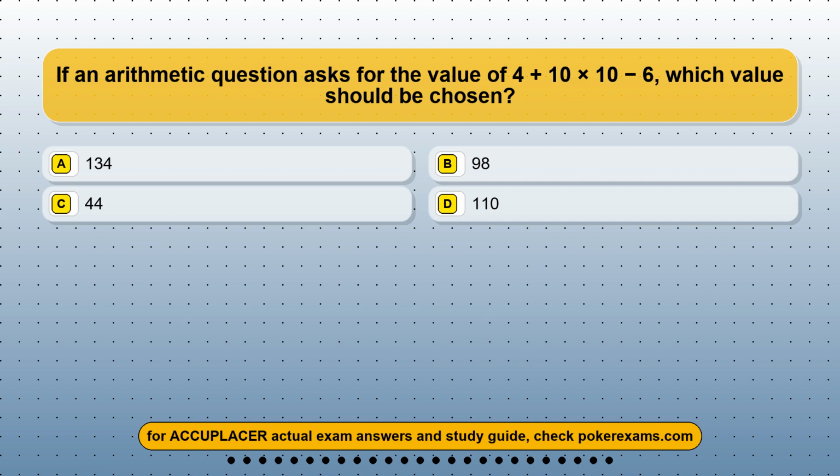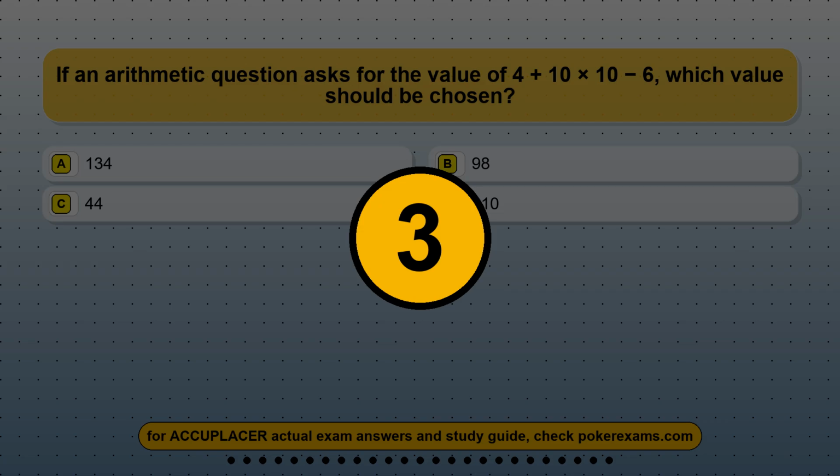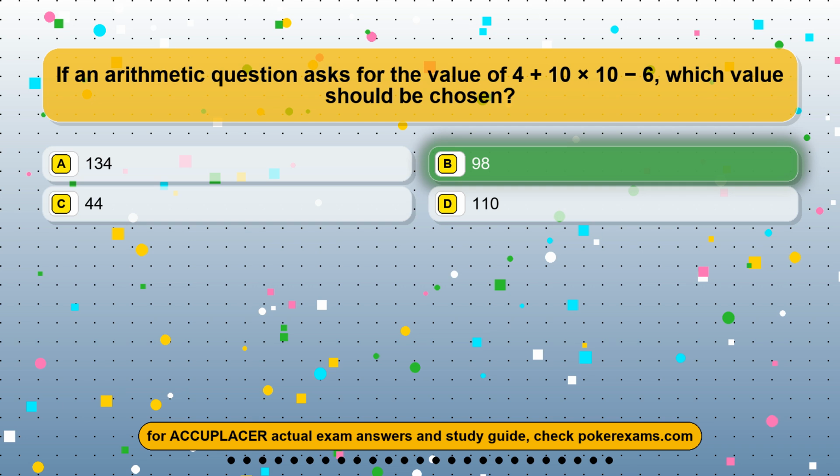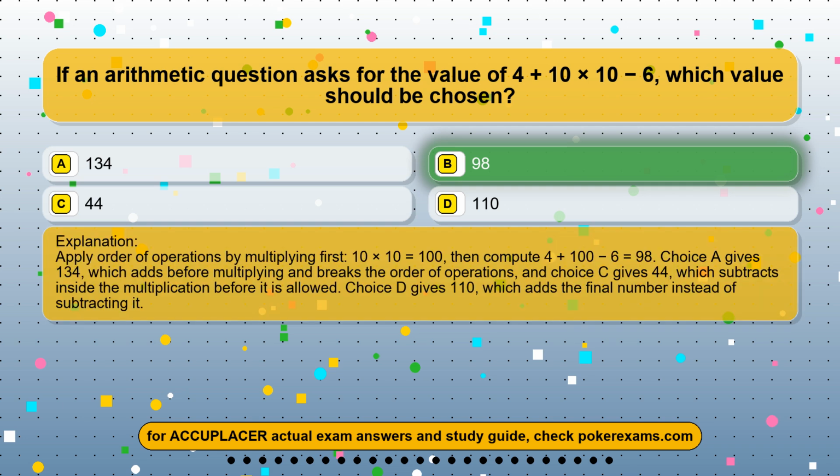Question 4. If an arithmetic question asks for the value of 4 plus 10 times 10 minus 6, which value should be chosen? Option A, 134, option B, 98, option C, 44, option D, 110. The correct answer is option B, 98. Apply order of operations by multiplying first. 10 times 10 equals 100, then compute 4 plus 100 minus 6 equals 98.